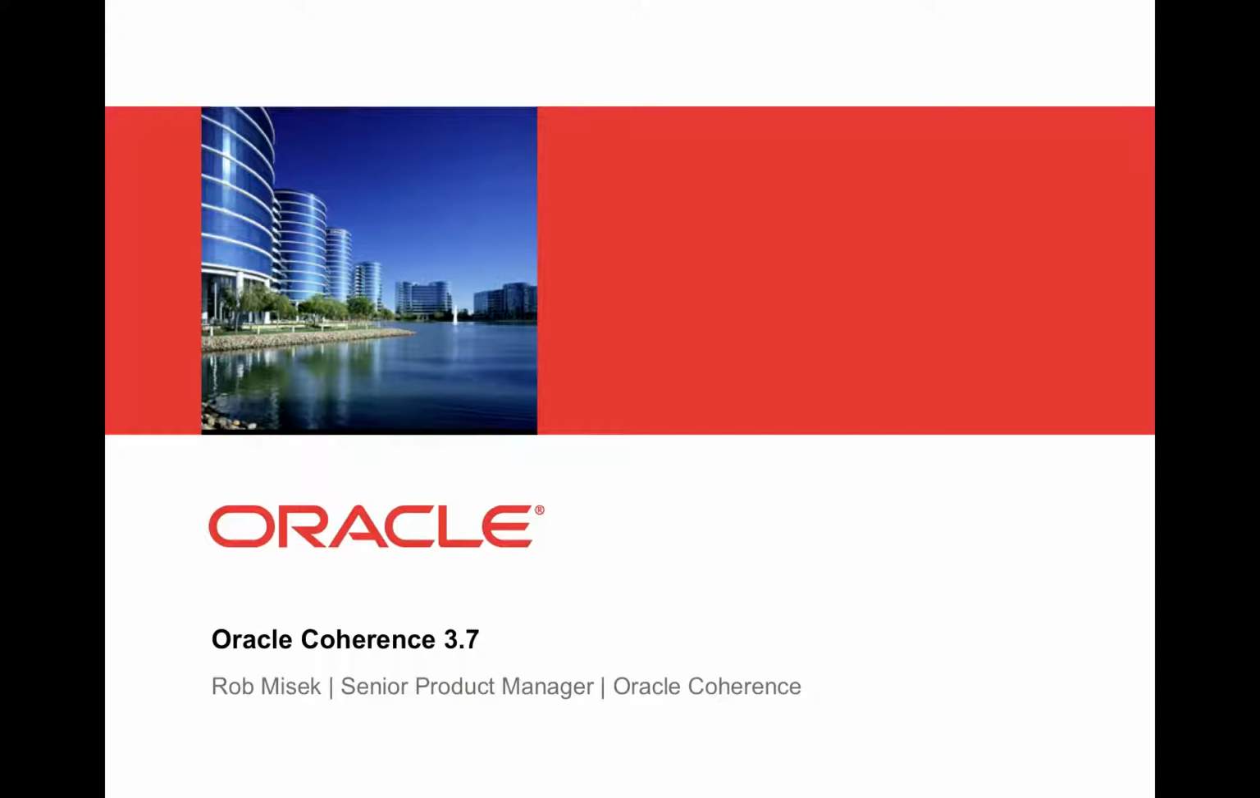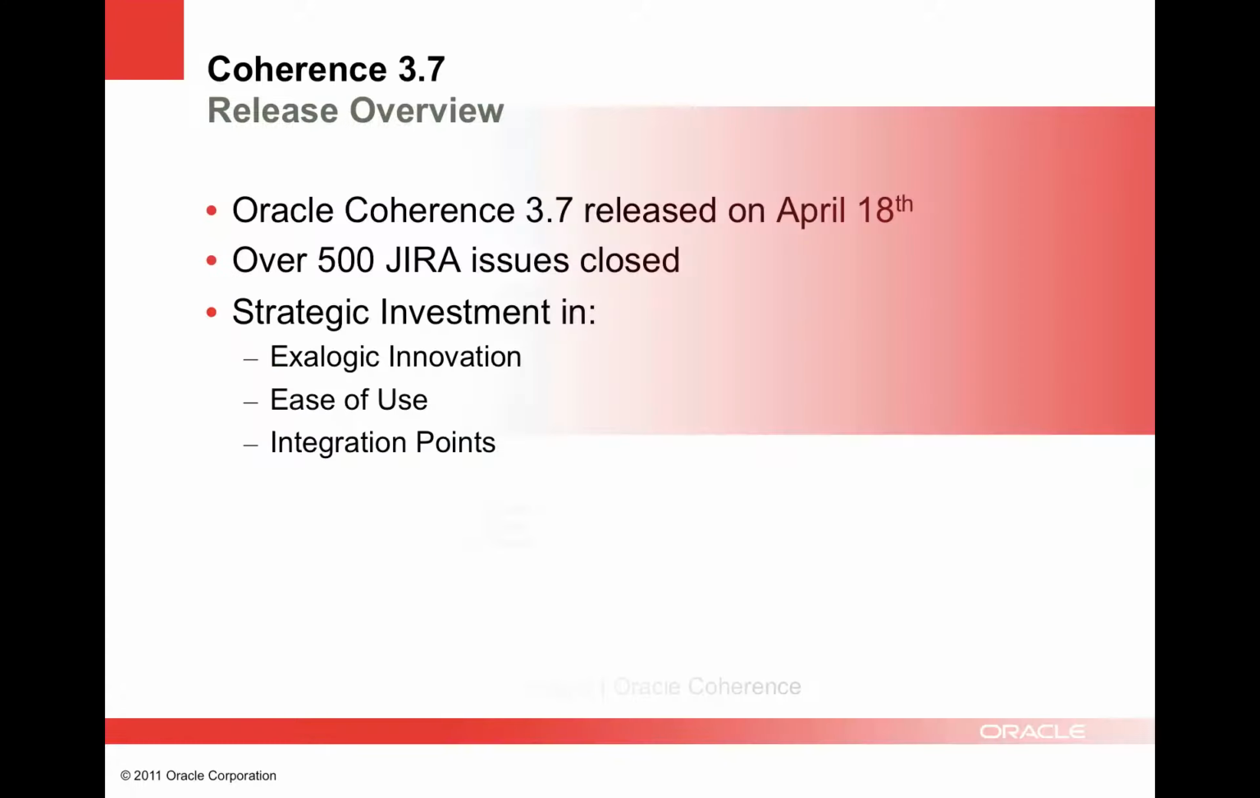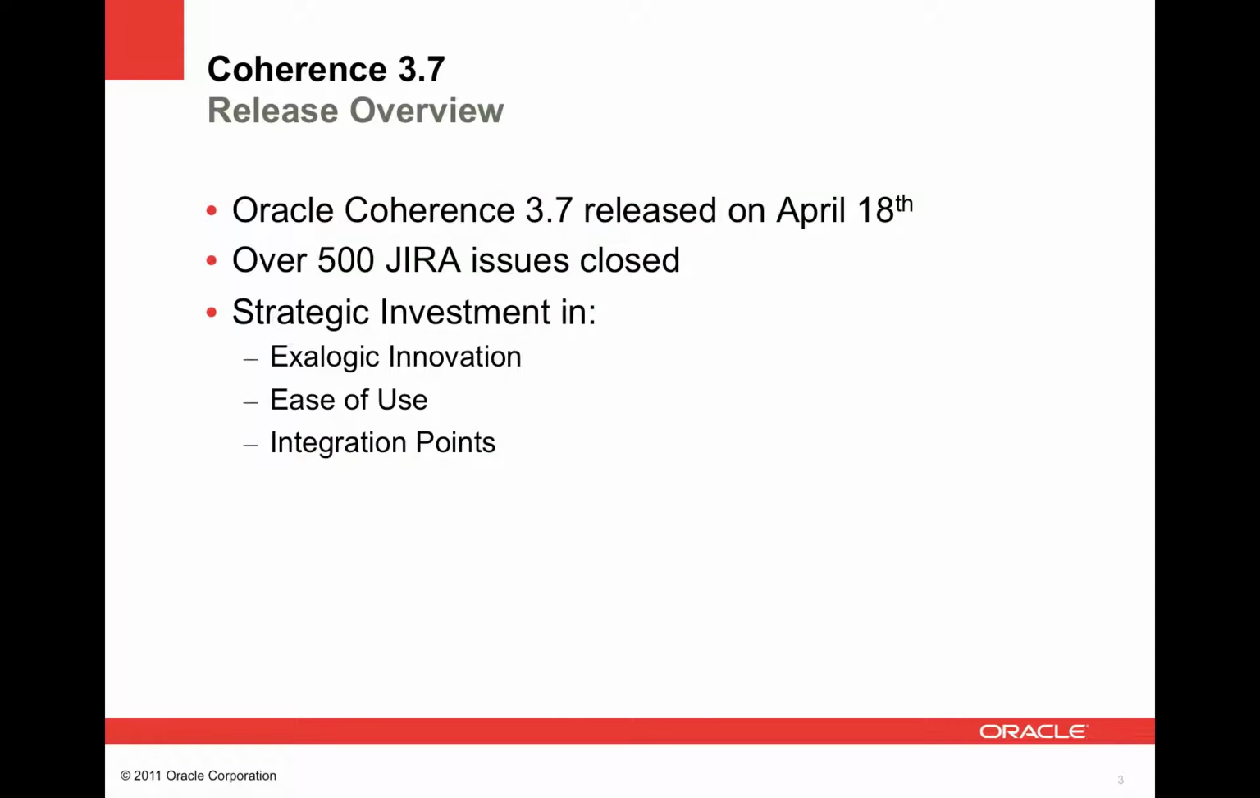And today I want to give a quick overview of the features and functionality included in Coherence 3.7. Coherence 3.7 was released on April 18th of 2011. It's made up of over 500 closed JIRA issues.